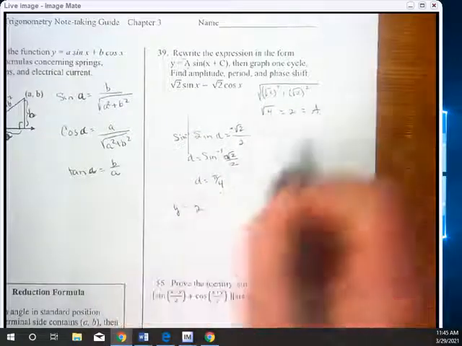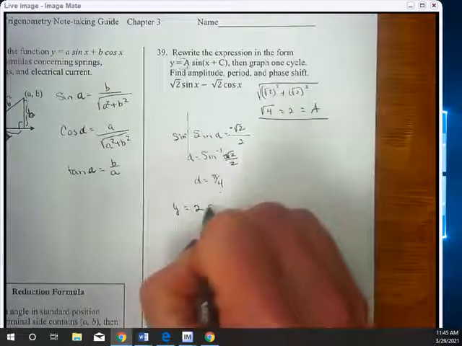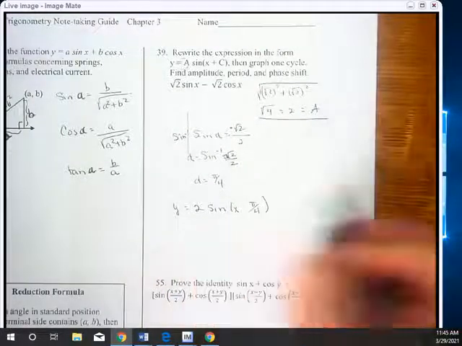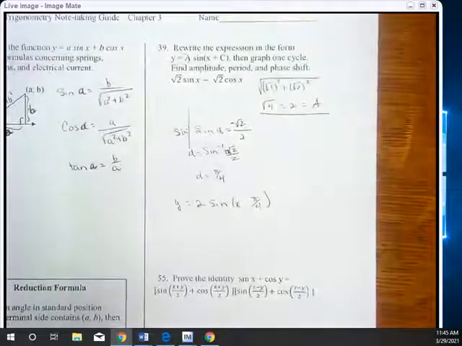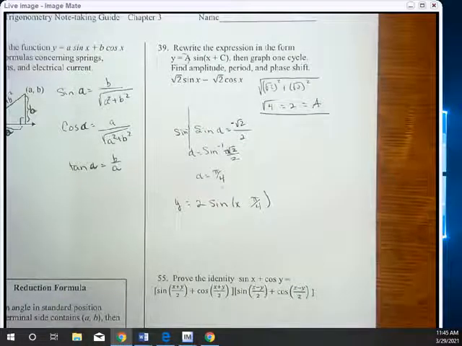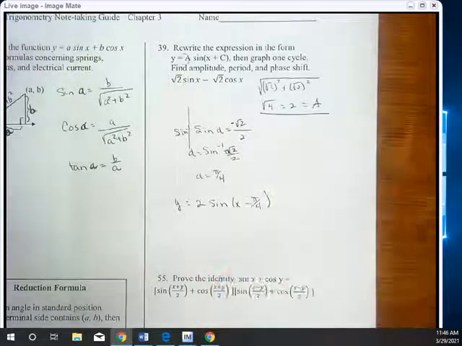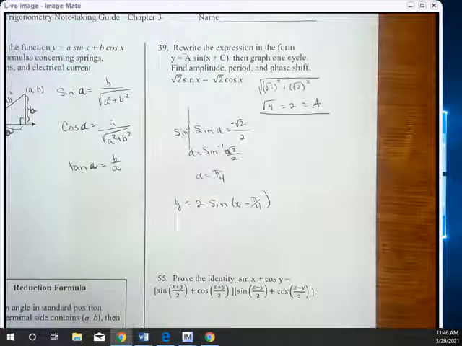Y equals 2, that's the A value, times the sine of x pi over 4. Now, do I put a plus or a minus? It is a minus. Now, what is the period?